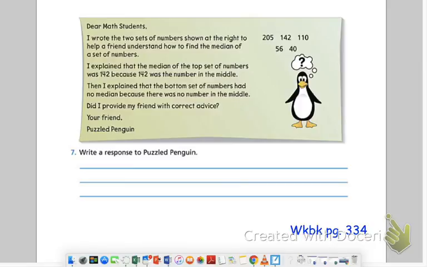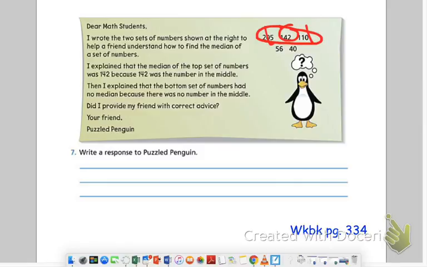Your friend, Puzzled Penguin. Well, let's start with the top set. Here's our top set of numbers. We have 205, 142, 110. First, we have to make sure that those numbers are in order. Are they in order? Yes, they are. In this case, they're in order from greatest to least. So if I work my way into the middle, Puzzled Penguin, guess what? He got that one right. 142 is the median of the top set.